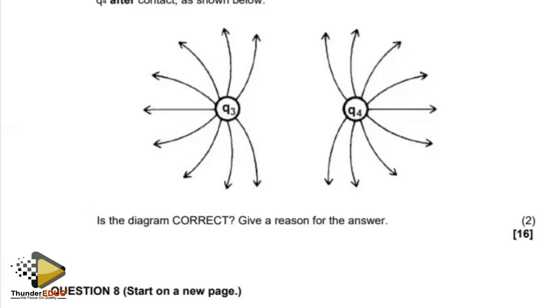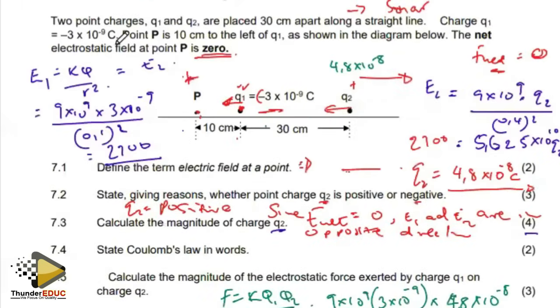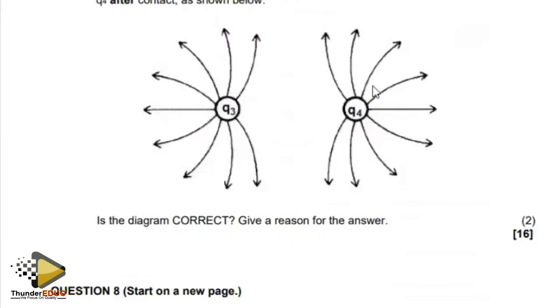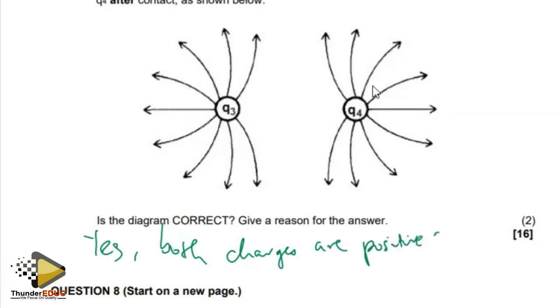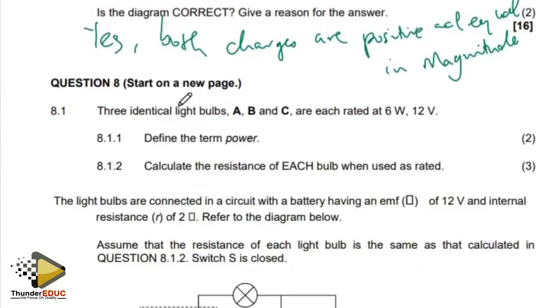The 2 charges are now brought into contact. So, is it still connected to this? Yes. This is a negative 3. This is a positive 4.8. Okay, so if you combine this, let me just be sure. 4.8 times 10 to the negative 8, I'm saying plus negative 3 times 10 to the negative 9. Okay, I get a positive answer. I divide it by 2, which means it's correct since the field lines are moving out. So the answer is yes, because both charges are positive and equal in magnitude. All right. Then question number 8, which is electricity.